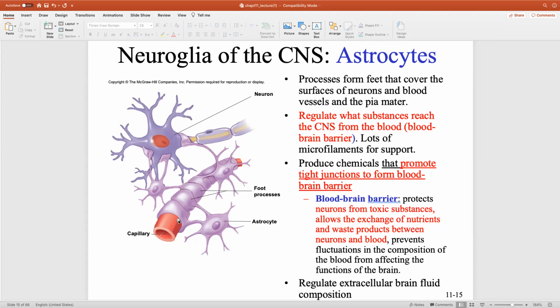So to prevent excess movement of any kind of proteins, any kind of even molecules, and specifically viruses and bacteria from getting through, we have these foot processes from the astrocytes. They form tight junctions that prevent even water movement in and out, right? So this blood-brain barrier is very protective. It protects the neurons from toxic substances. At the same time, though, it does allow for nutrient exchange.